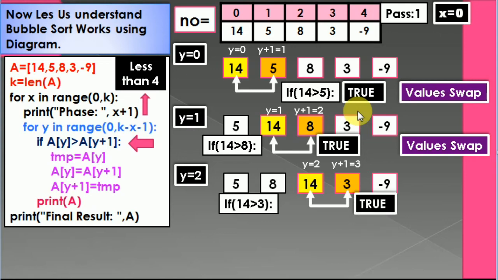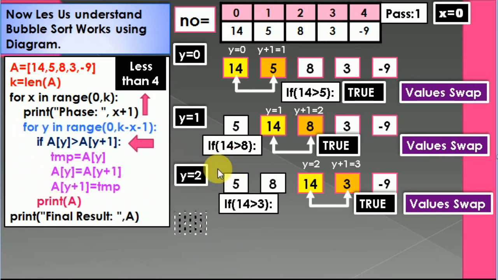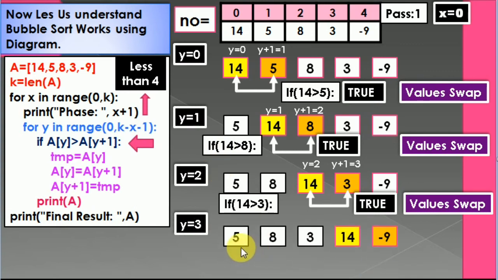Now again the values have been swapped. Now when we come to the next line, when the loop goes up and the y value is incremented, now the value is 3. So now what happened? The numbers are going to be 5, 8, 3, 14, minus 9.